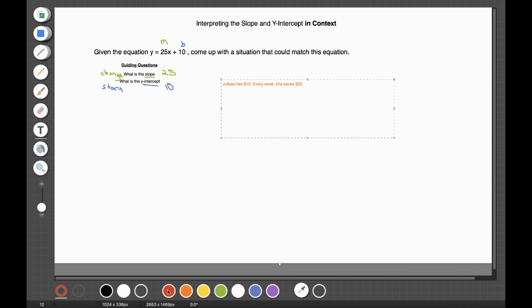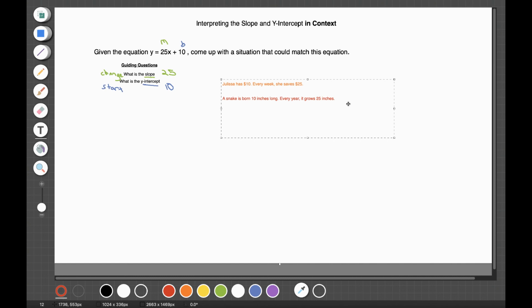We talked about these money and time things a bunch. Let's think of something different. And I am coming up with these on the fly as well. So we need to have a starting amount of 10. Well, let's think. A snake is born 10 inches long. Every year, it grows 25 inches. That matches as well, because the starting amount is born at 10 inches long, and it grows at 25 inches. Those match the changing and the starting amounts.